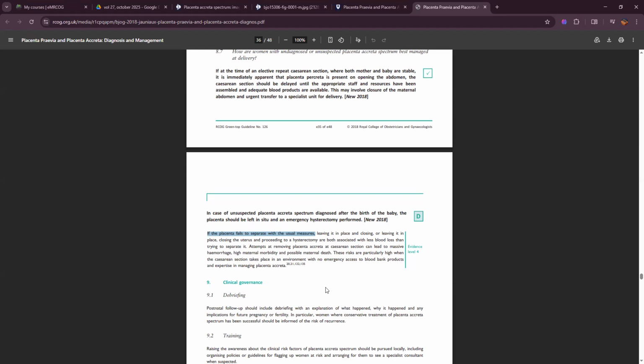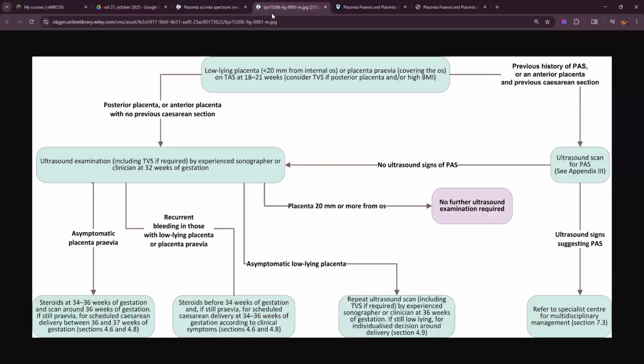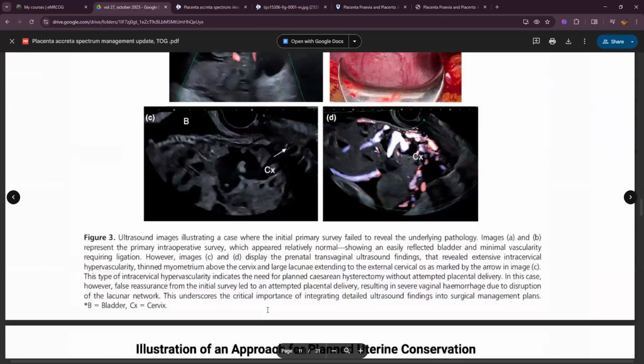Okay? If you cannot, of course, number one, we are going to call the senior. Number two, we are going to resuscitate the patient. Number three, leave it in situ. Emergency hysterectomy or peripartum hysterectomy is the next step to be done. But if you are ST2, ST3, you are not going to do so.